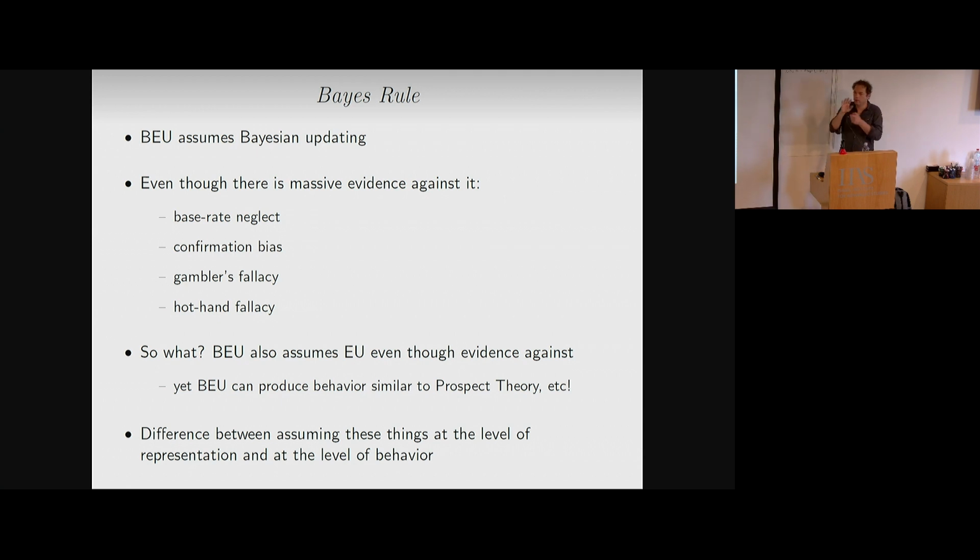We're putting a lot of demands on our agent now, even though it's an as-if model, because not only does the agent have to maximize expected utility, but also has to use this Bayes rule. But we have massive evidence from psychology that says people don't use Bayes rule. There's all sorts of base rate neglect, confirmation bias things. So how come we're allowed to put this into our model? What's going on? Why am I doing this?